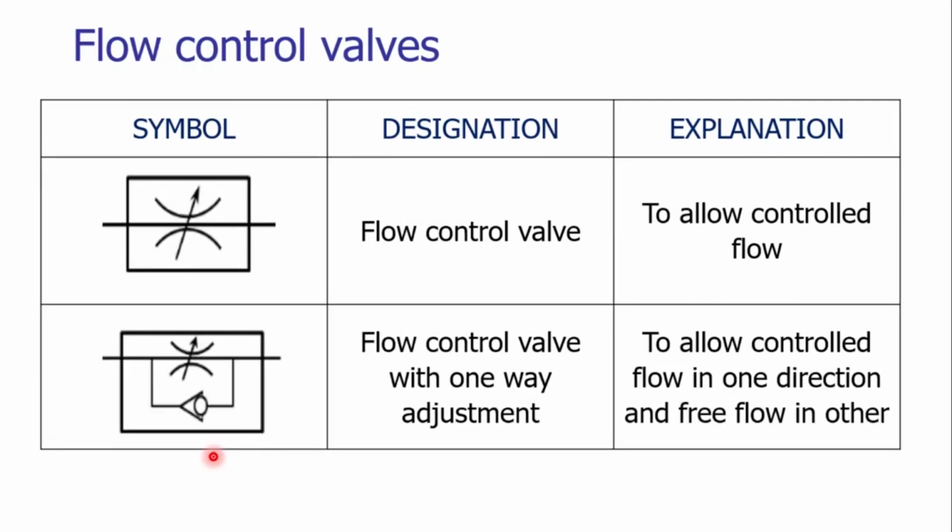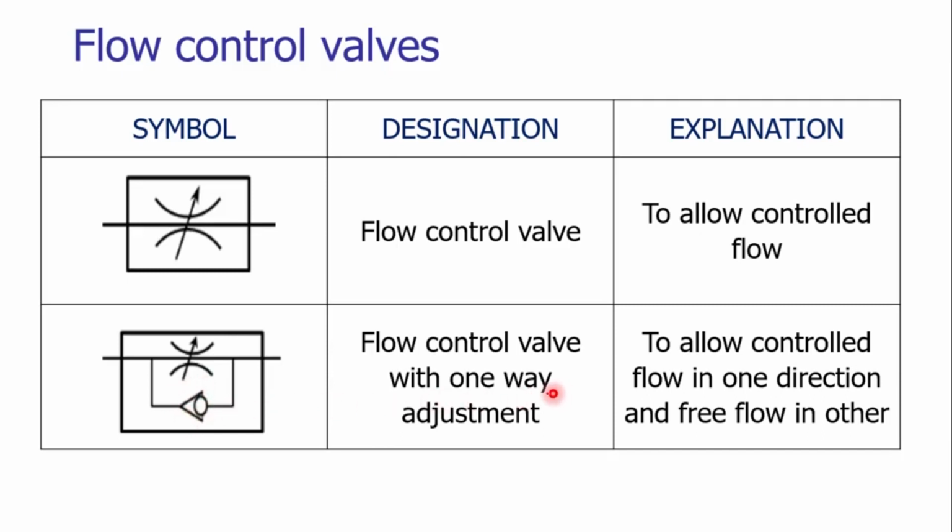The flow control valve can be represented by using a rectangle, and there are 2 curves. These 2 curves are represented in this way, and it has an arrow. The arrow is representing the variable flow of the fluid through the flow control valve. The flow control valve with one-way adjustment can be shown by using the diagram on your screen. Here we have 2 arcs which are represented in this way and an arrow, and there is a check valve.